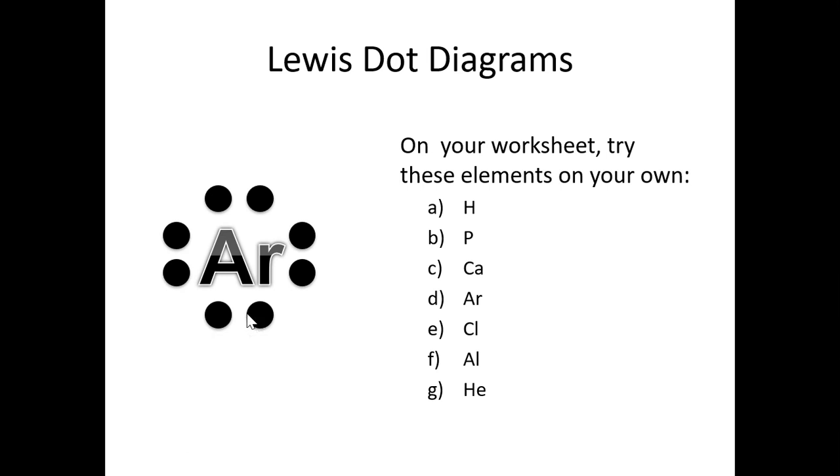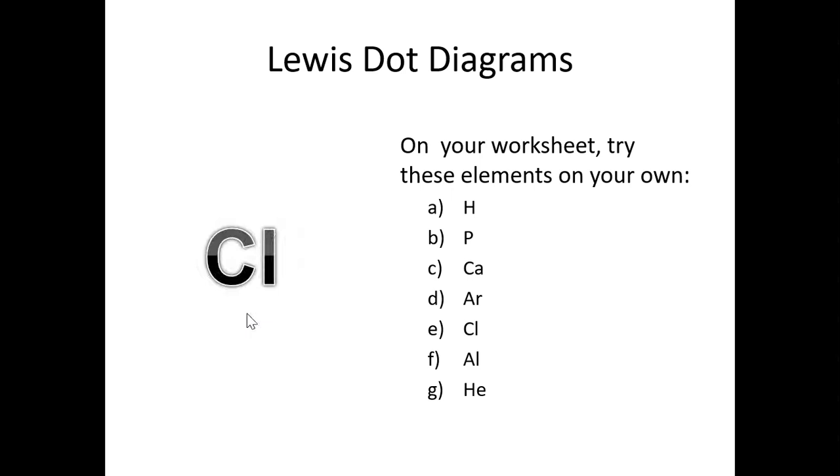Let's keep going. Chlorine. Chlorine is in column 7A. So column 7A means it has 7 valence electrons. We add the 7 dots. 1, 2, 3, 4, 5, 6, and 7. This is the Lewis dot diagram for chlorine. This seems to be getting easier. How about aluminum? Aluminum is in column 3A, so therefore it has 3 valence electrons. 1, 2, 3, and we're done.